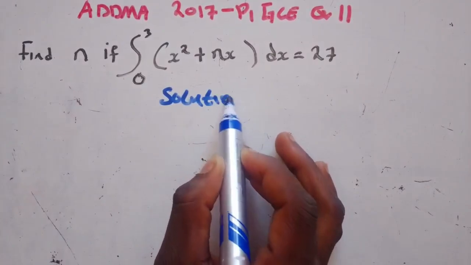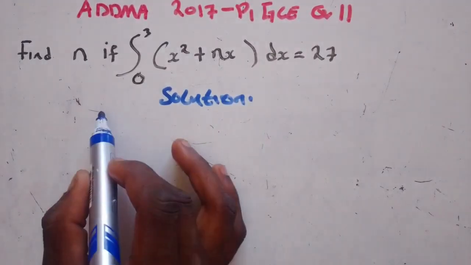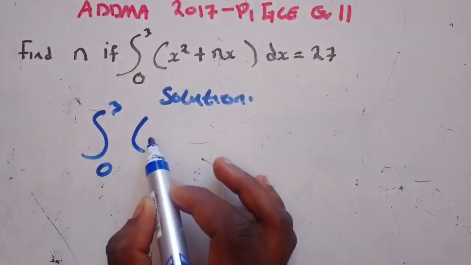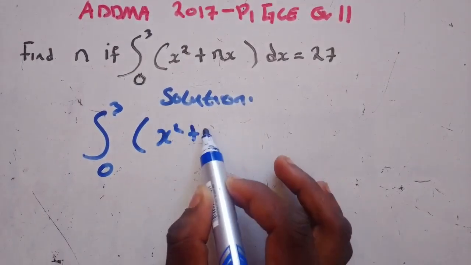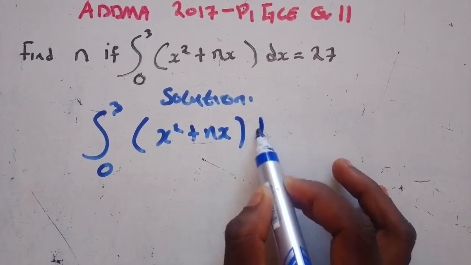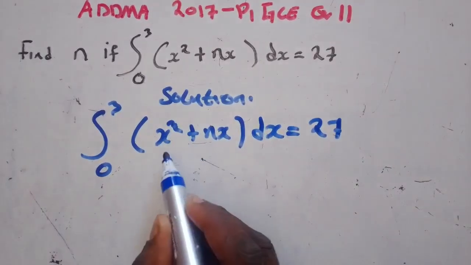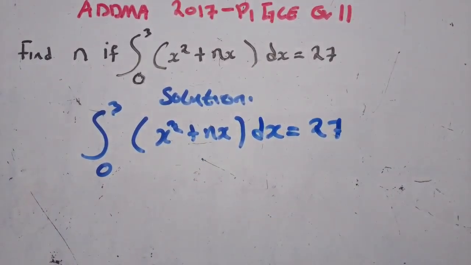Our solution. Okay, so we have something like this. The integral from 0 to 3 of (x squared plus nx) dx is equal to 27. So for the function to reach this part, it means that it was differentiated. So we need to integrate it so that we take it back to what it was before it was differentiated. The taking back of the function to its normal is what we call integration. So we need to integrate this part.